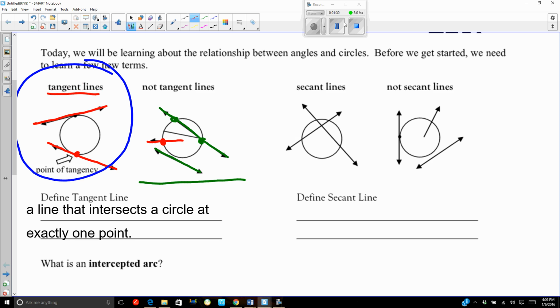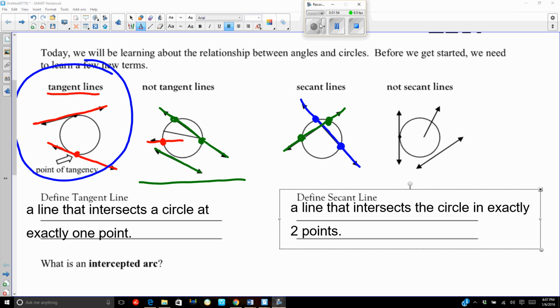The second type you need to be familiar with are secant lines. So secant lines, as you can see in the picture, are lines that intersect the circle in two spots, or in 2 points. So you can see I'm going ahead and shading these lines in and identifying exactly where they intersect the circle. So there's the definition of a secant line. It's a line that intersects the circle in exactly 2 points.